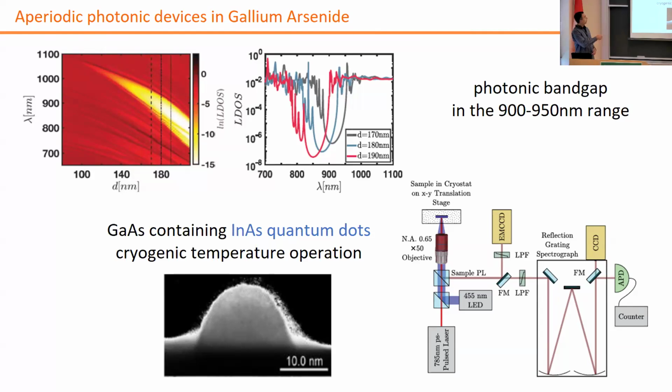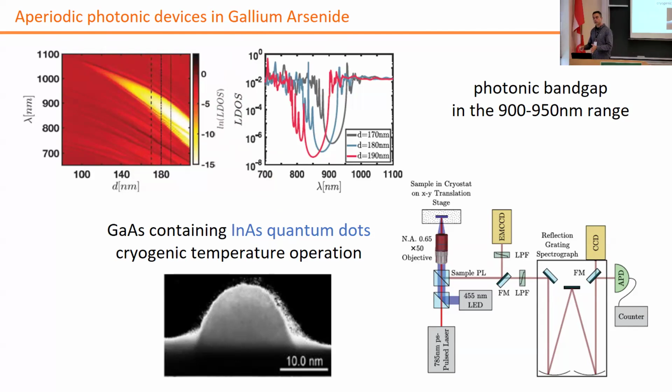What you see here are simulations of the density of optical states and of the wavelength of the light trapped in our structures when we vary, in this case, the diameter of the air holes. Given that you have a band gap, we have a reduction of the density of optical states, which is shown here. And by varying the diameter, we can tune where this band gap occurs. In particular, what we want to do now is to work with our indium arsenide, gallium arsenide quantum dots, which have emission wavelengths in the near infrared.